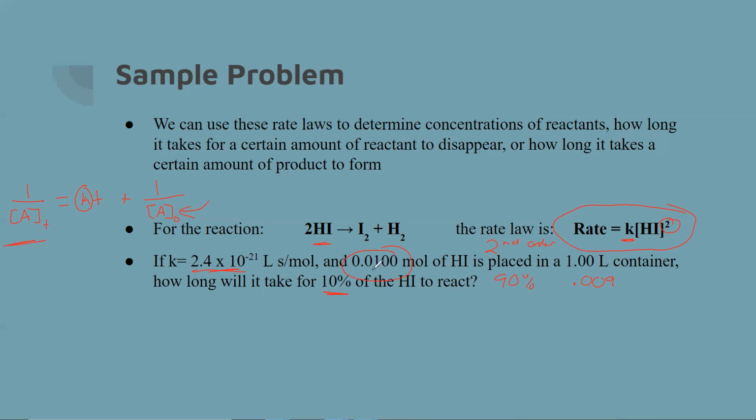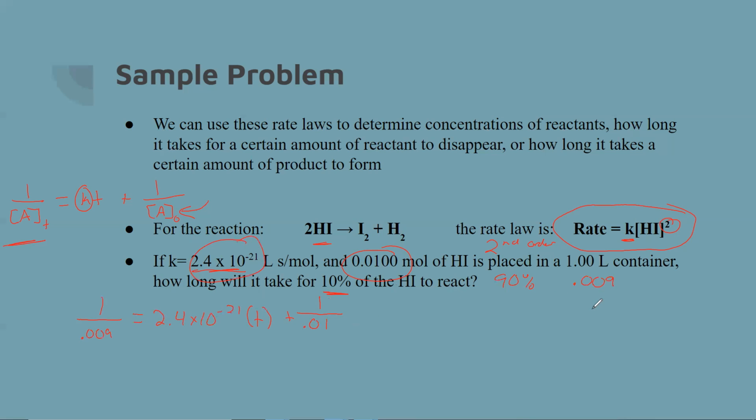So by doing that, I just figured out what my final concentration is, and the only other variable, the one I want, is T. So we just go ahead and fill in all of our numbers. So 1 over our final concentration, that 0.009, is equal to K, again, this number, 2.4 times 10 to the negative 21st, times T, plus 1 over our initial concentration, which was again given to us, 0.01.